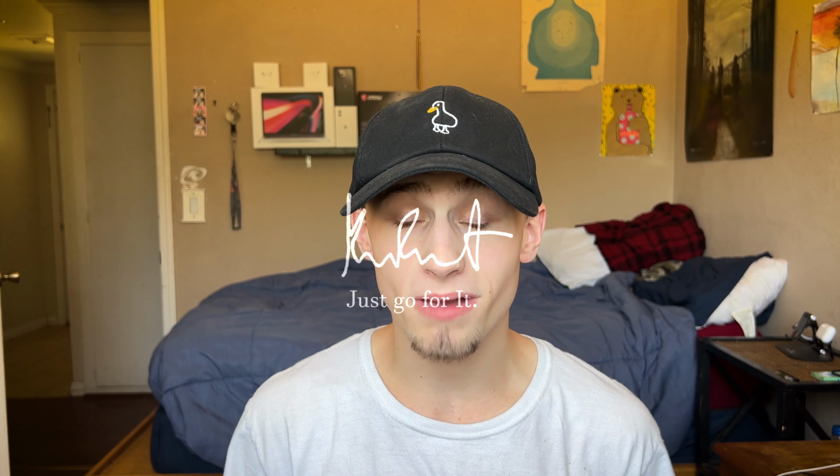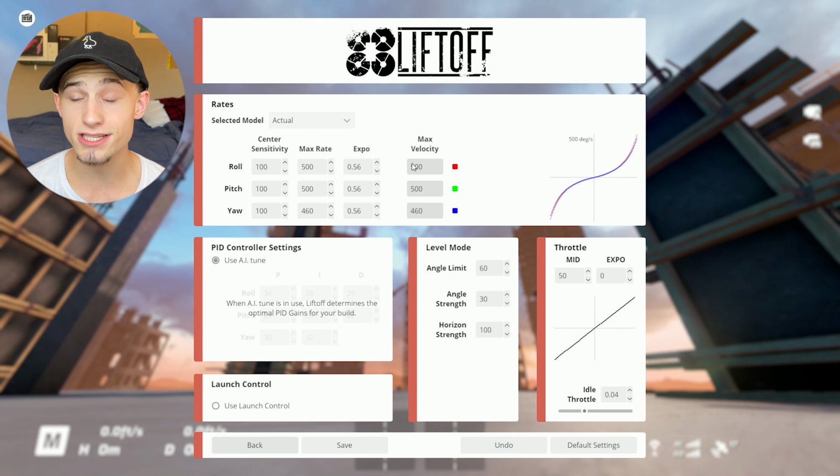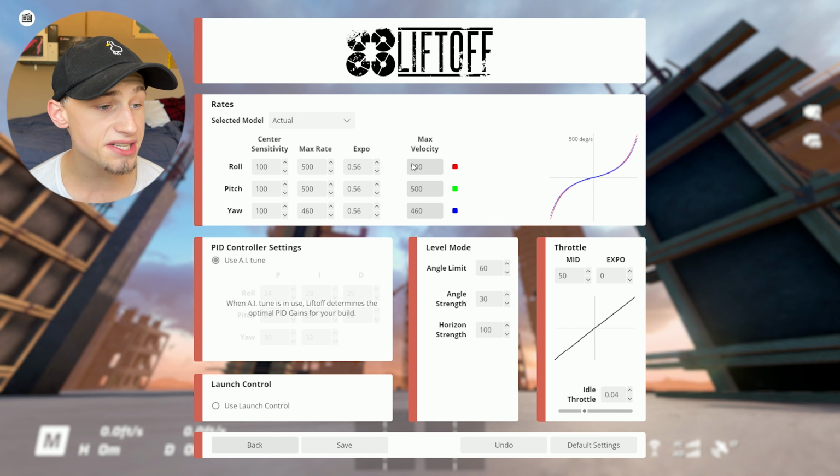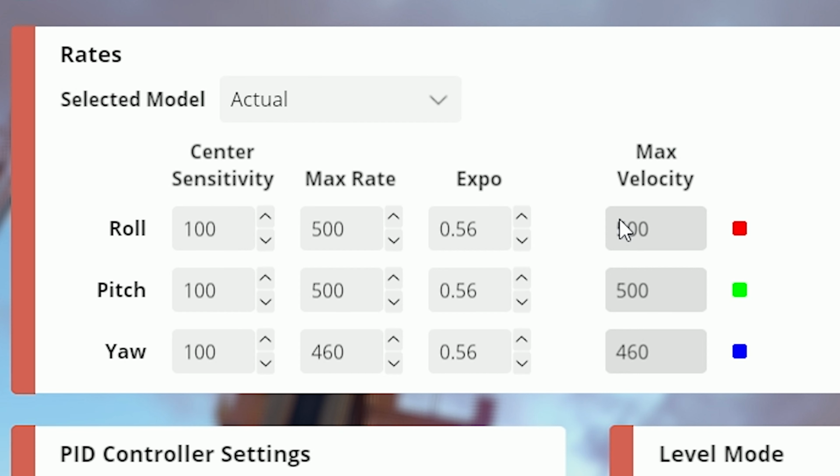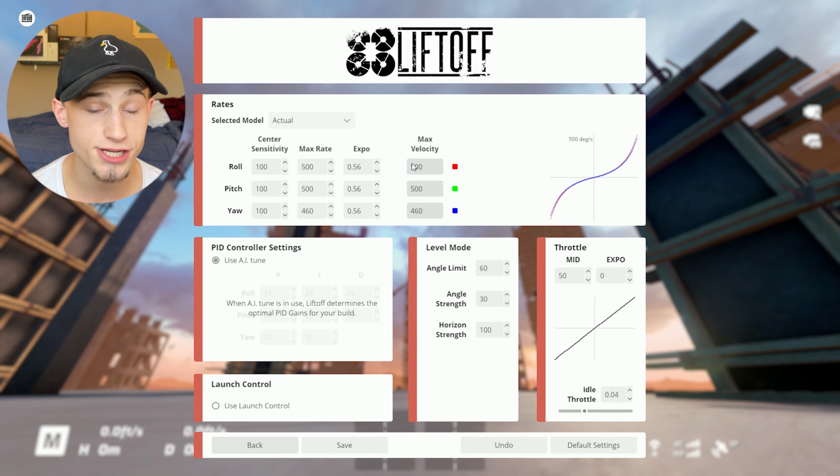So honestly, in my opinion, the best way to find your rates is going into a simulator and actually flying it yourself instead of flying it in real life and possibly hurting your drone. So I have my rates on Liftoff right here, and you can see there are center sensitivity, max rate, and expo, all three for roll, pitch, and yaw.